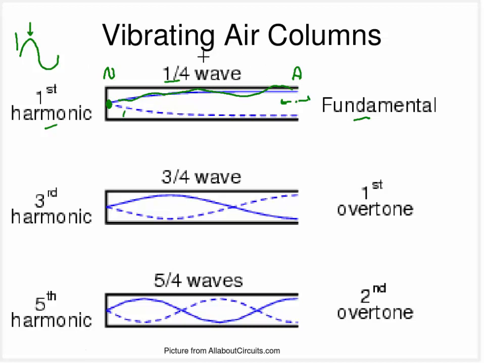Now, vibrating air columns are kind of interesting because we actually only have odd harmonics, and that just has to do with the way that these things are set up. The next thing we're going to set up is 3/4 of a wave is equal to the length of this thing, called the first overtone, and then we're going to always go up by a half, so that would be 5/4 of a wavelength is equal to the length of this thing.